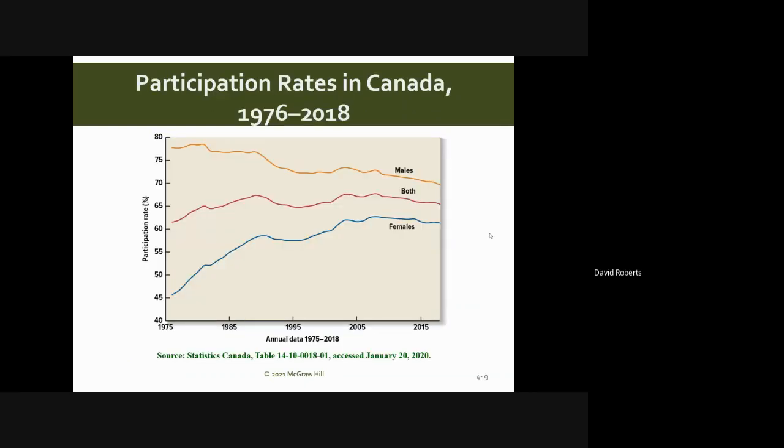You can see that males have a higher participation rate than females, but it has declined over time from just under 80% to now just over 70%. And that's pretty significant. And you can see that over the last 40 years the percentage of females working has increased dramatically, although in the last 10 to 15 years, it's flattened out quite a bit.